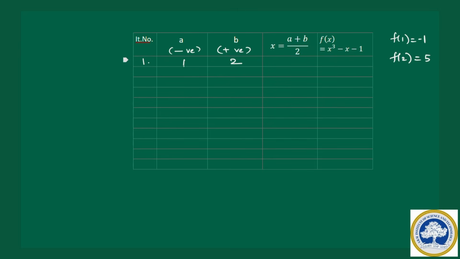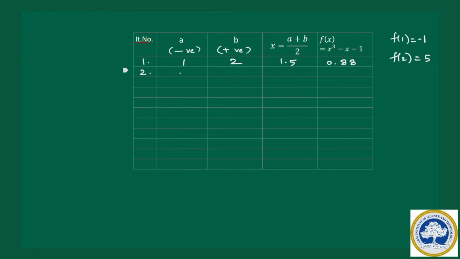Now assuming a is equal to 1 and b is equal to 2, let us calculate x is equal to (a plus b) by 2. That is 1 plus 2 divided by 2 is 1.5. Now considering x as 1.5, find out f of 1.5. So put it in the equation, 1.5 whole cube minus 1.5 minus 1. So the answer is 0.88. Here we have fixed it to two decimal places, so we write only two decimal places.